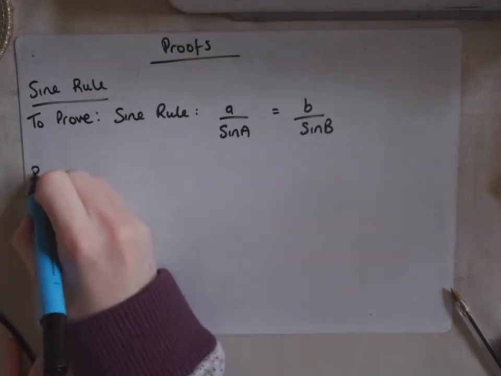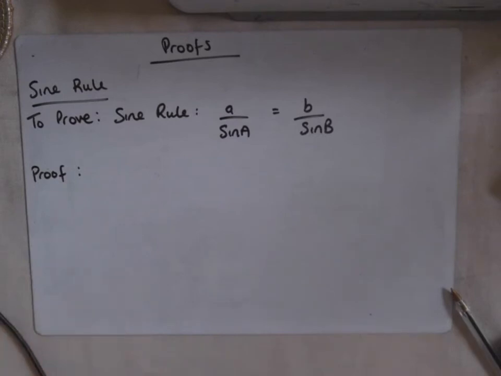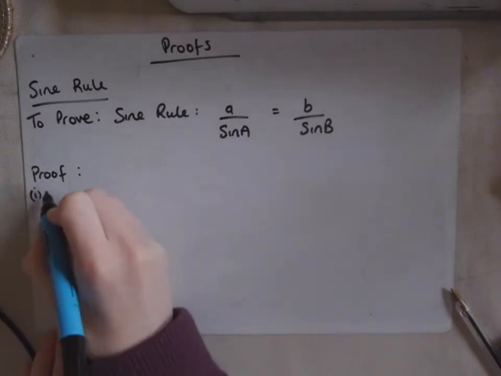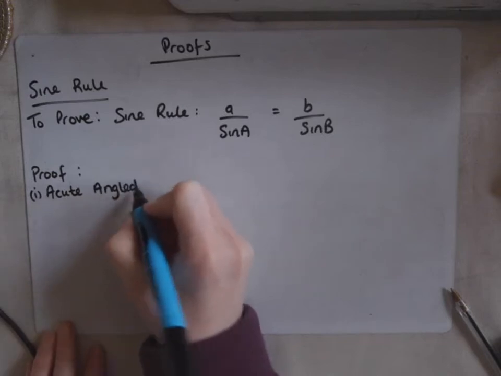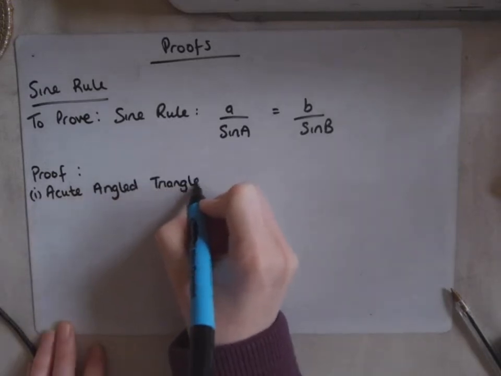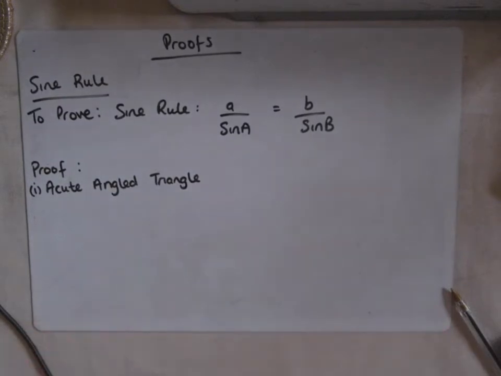So our proof comes in two different parts. You have to consider an acute angle triangle and you need to consider the obtuse angle triangle, and you need them both. Now in your proof you're going to draw a sketch of a triangle. Use a ruler.